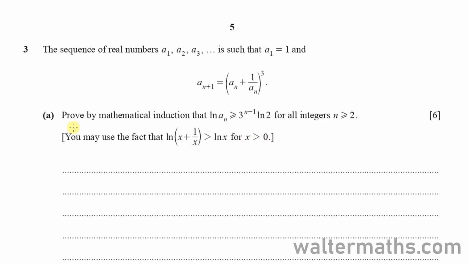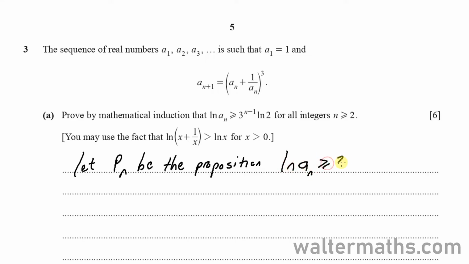So here we're going to prove by mathematical induction, and we are going to start with our base case and consider that n is greater than or equal to 2. So we are saying let p sub n be the proposition that ln of a sub n is greater than or equal to 3 to the power n minus 1 ln 2. And first of all, we'll prove for the base case, that's when n is equal to 2.